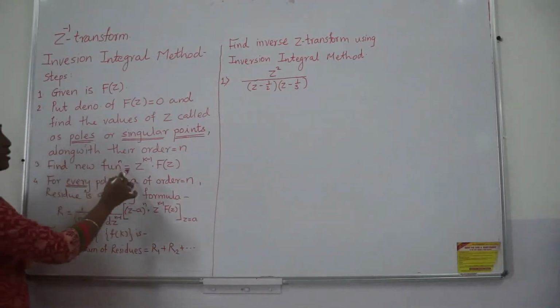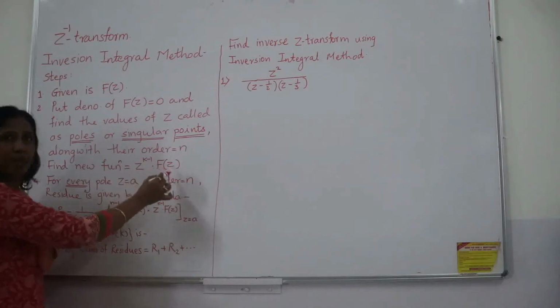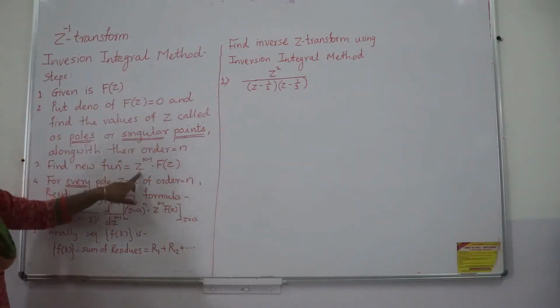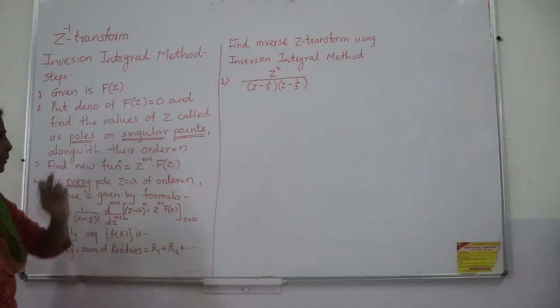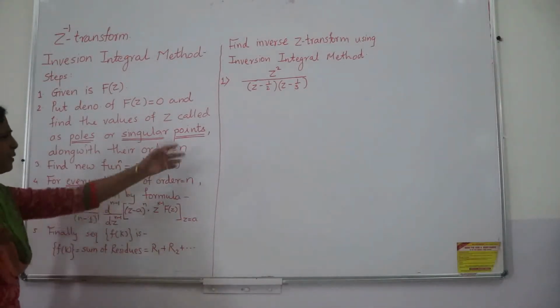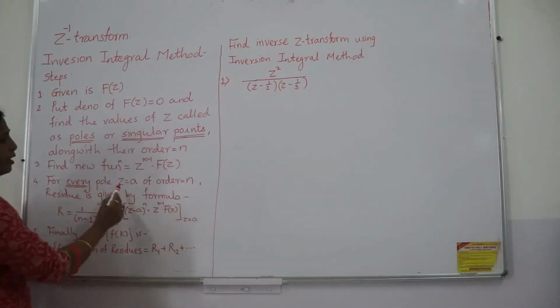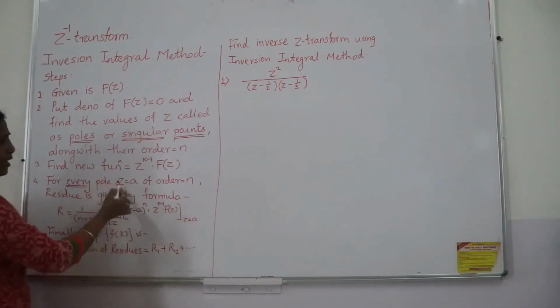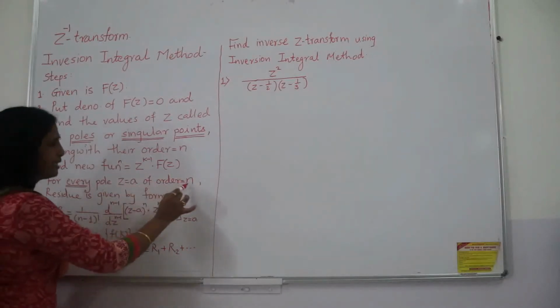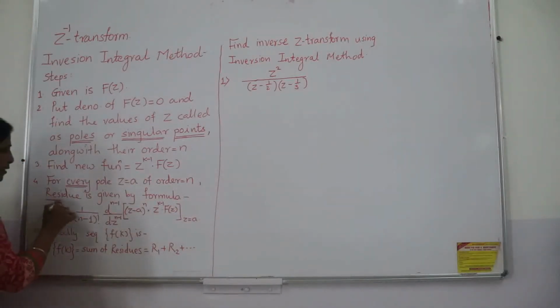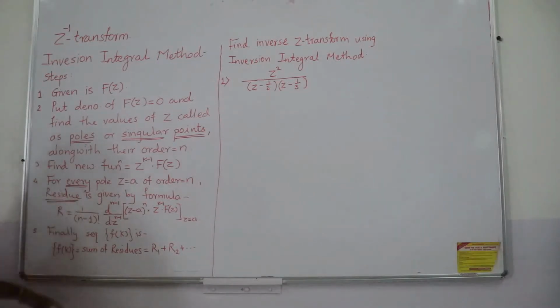Then you have to find your new function z raised to k minus 1 into F(z). That means your given function F(z) is multiplied by z raised to k minus 1. So you will get a new function. Simplify that. Then for every pole, say z equal to a is the pole and the order is n, you have to find the residue. This is the speciality of this method. And the residue is given by this formula.